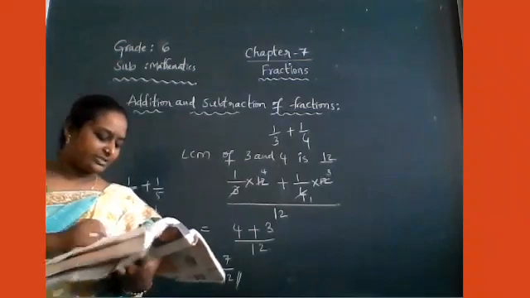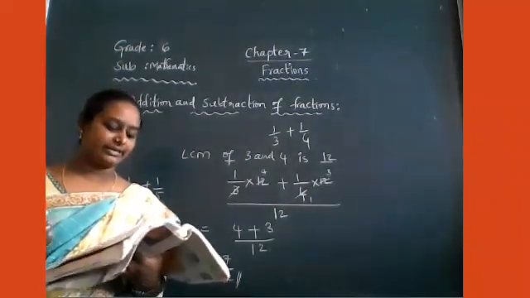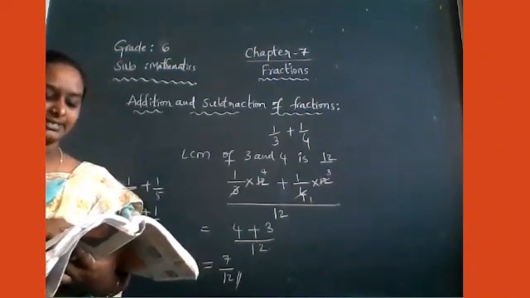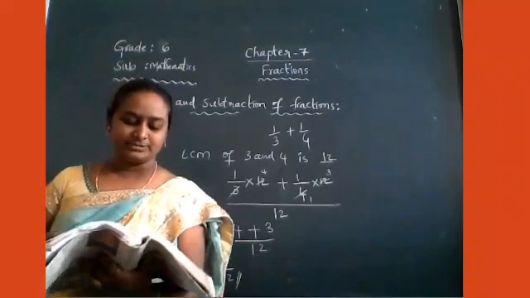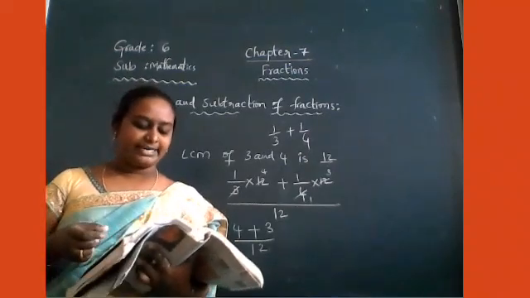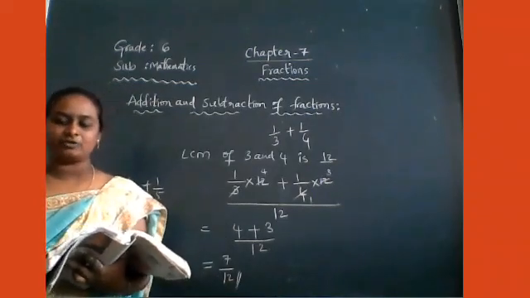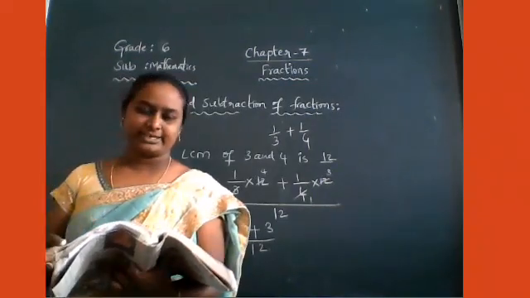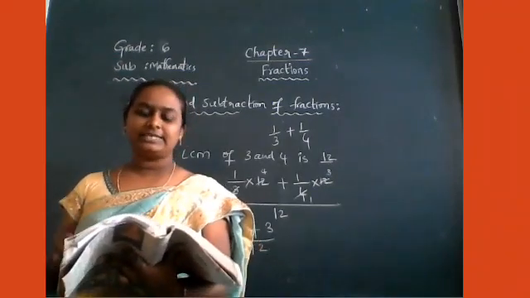Right. Next, take your textbooks, page number 156. Here are some problems, try these problems. Add with the help of a diagram. First one, 1 by 8 plus 1 by 8. I already explained with the help of a diagram how to add two like fractions. So 1 by 8 plus 1 by 8 is equal to 2 by 8.